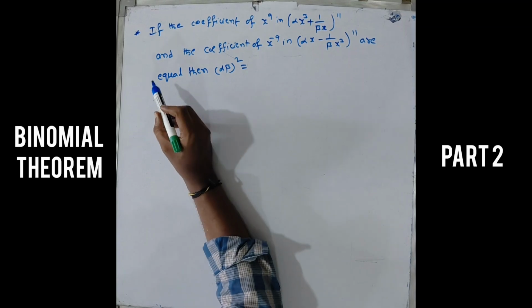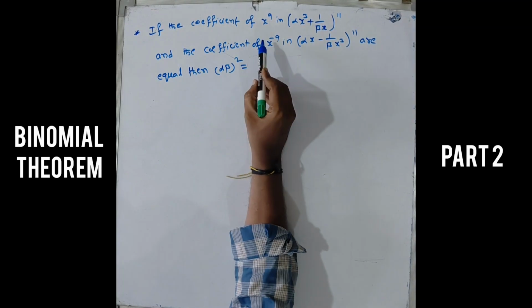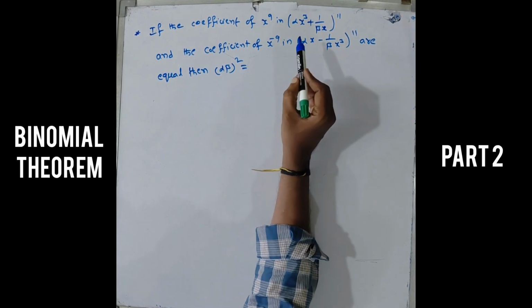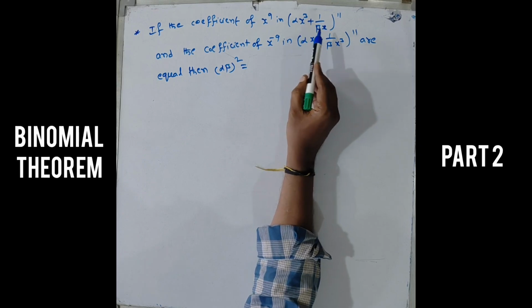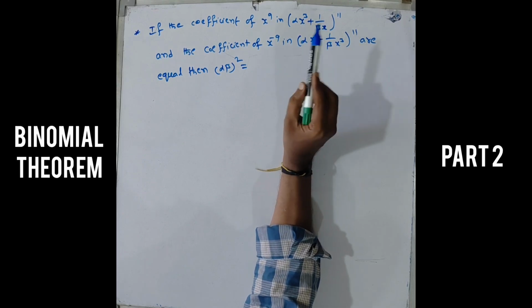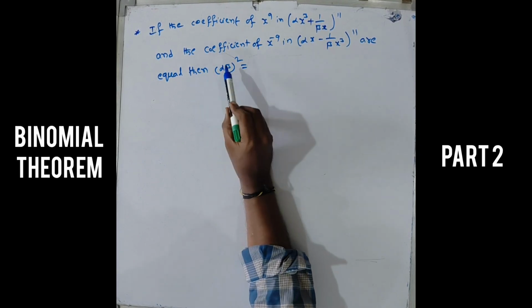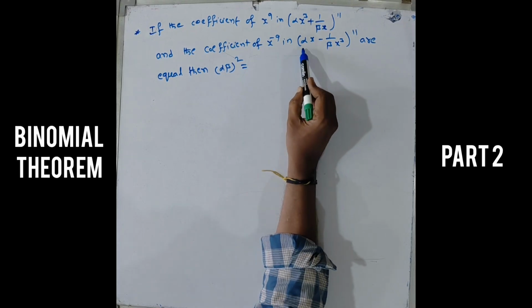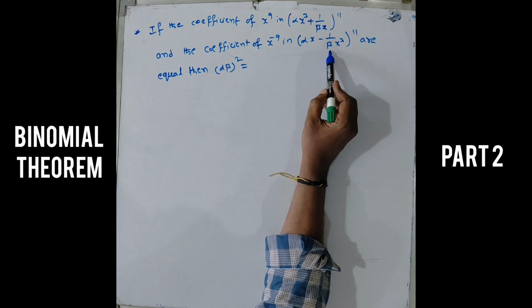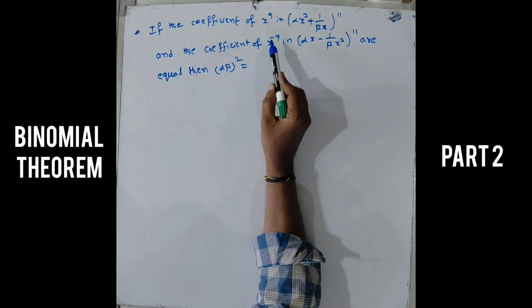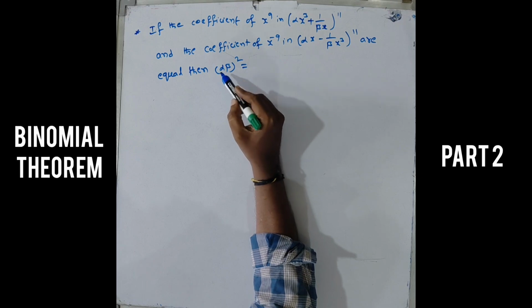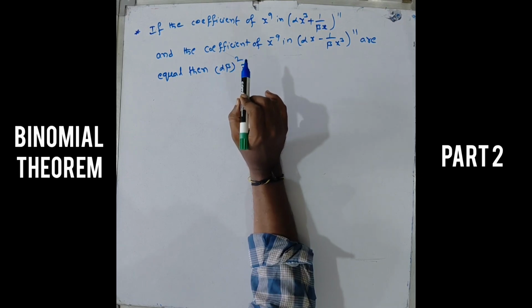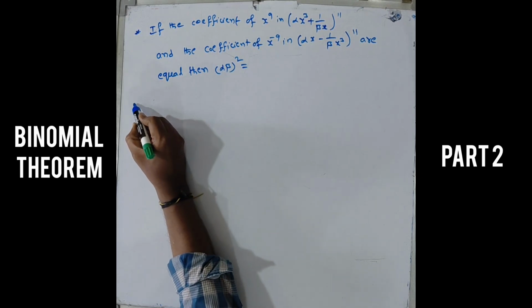Start another problem. If the coefficient of x power 9 in the expansion of (alpha x cube plus 1 by beta x) whole power 11 and the coefficient of x power minus 9 in the expansion of (alpha x minus 1 by beta x cube) whole power 11 are equal, we should find the value of (alpha beta) whole square. Okay, let's start. Solution.